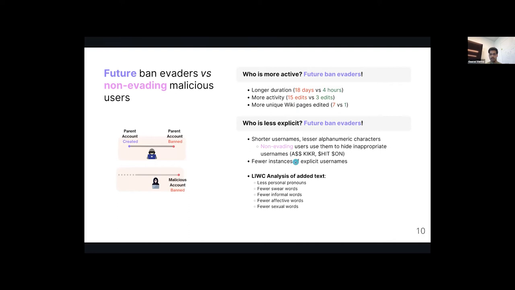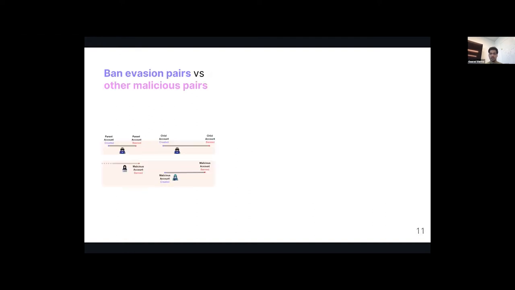We find that ban evaders stay active for a longer duration and make more edits on more unique Wikipedia pages. This seems to be the case because ban evaders are a lot less explicit in their behavior, right from having fewer instances of inappropriate usernames to fewer instances of swear words, informal words, and sexual words. Moving on, we are interested in characterizing the behavior of ban evasion pairs against temporally aligned malicious pairs.